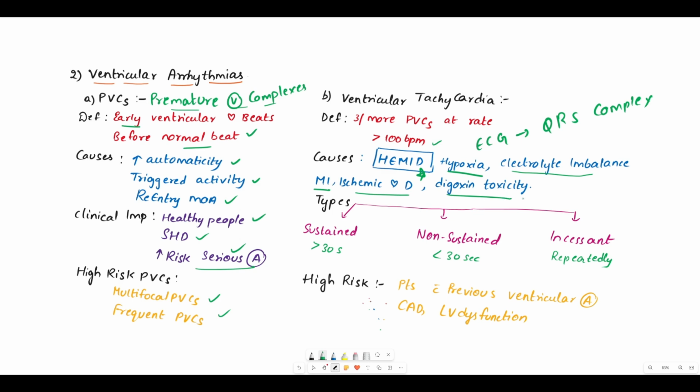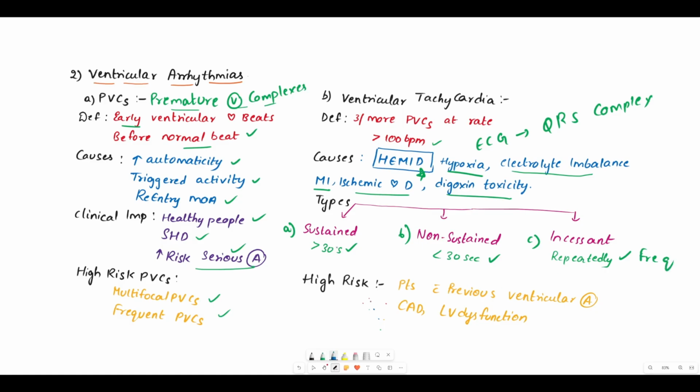So ventricular tachycardias are further divided into three different subclasses. The first one is sustained. Second one is non-sustained. Third one is incessant. Sustained means this will last for more than 30 seconds. Non-sustained means this will last for less than 30 seconds. Incessant means this will occur repeatedly and frequently.